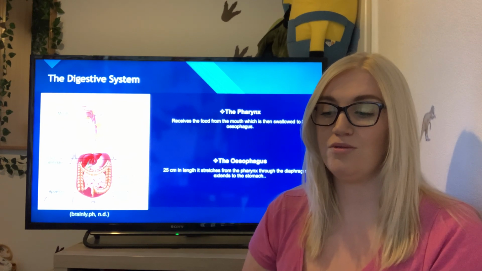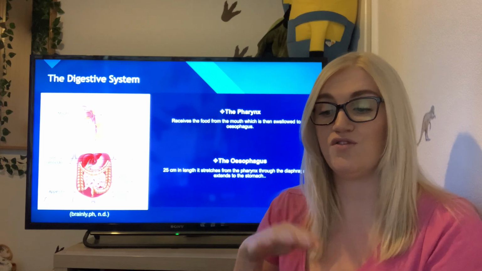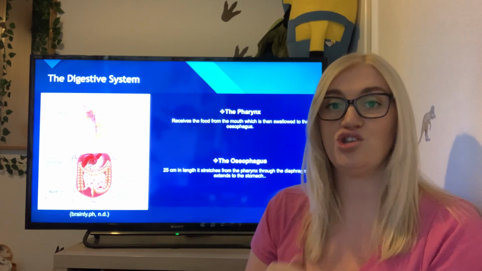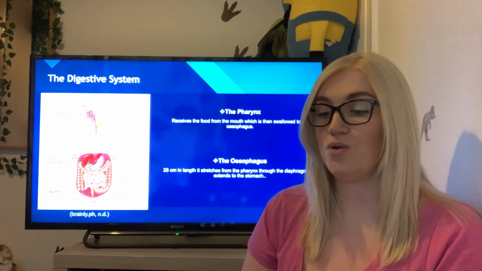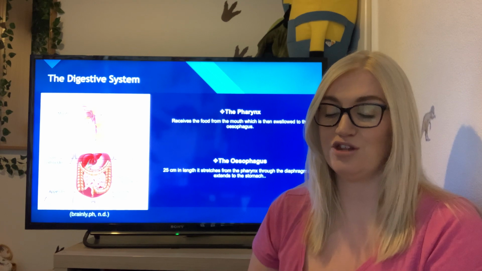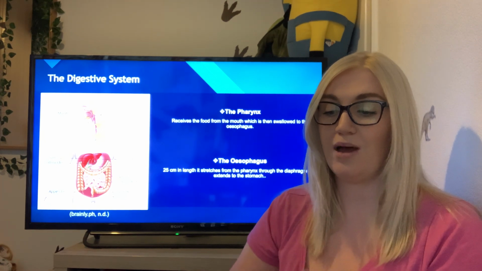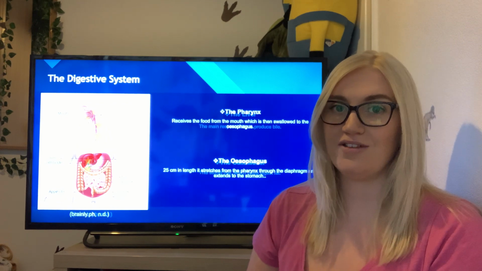This receives the food from the mouth, and swallowing becomes an involuntary act due to the muscular wall, which constricts and forces food over the epiglottis. This then shuts the larynx off and continues down to the esophagus. The esophagus is 25 centimetres in length. It stretches from the pharynx through the diaphragm and extends to the stomach. Solid food is then pushed down by the peristalsis. The liquids and semi-solids glide down and are aided by gravity.